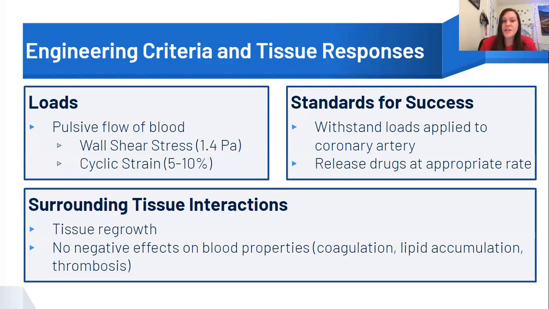For engineering criteria and tissue responses, our device needs to withstand the forces applied by the pulsatile flow of blood. In the coronary artery, this corresponds to 1.4 pascals of shear stress and 5 to 10% cyclic stretch. For tissue interactions, our device should support tissue regrowth of the artery. Ideally, there should be no negative effects on the blood that the device is in contact with.